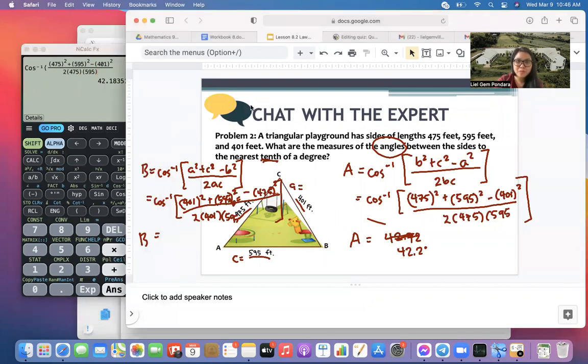How about for B? Who can solve? For B, share with me your answers in the chat box. What's your answer for B?